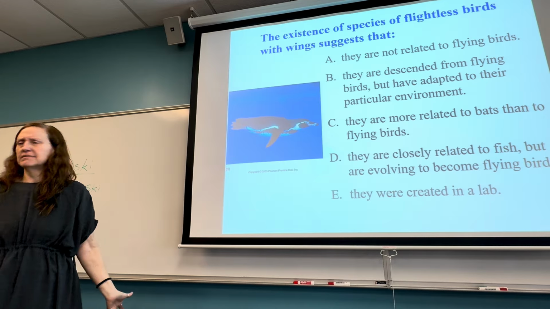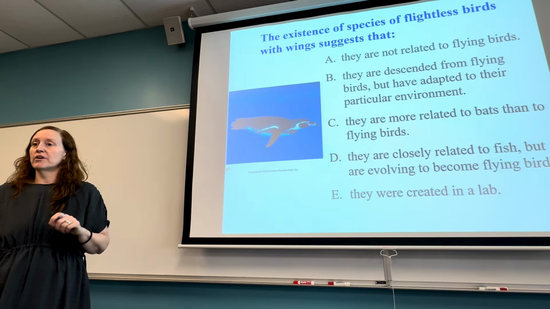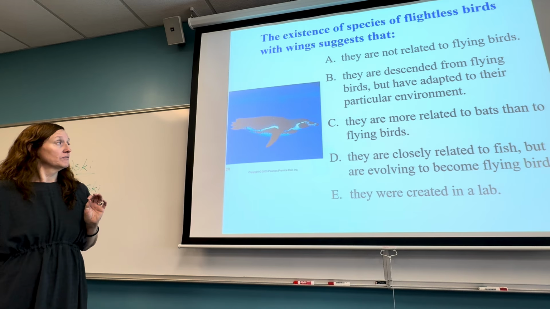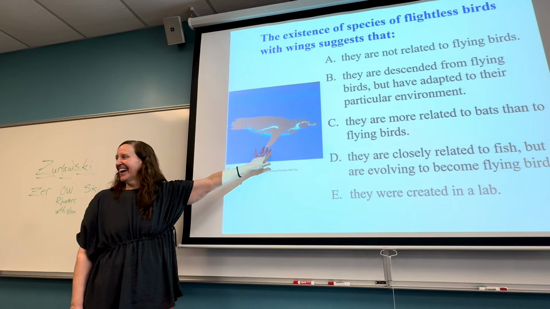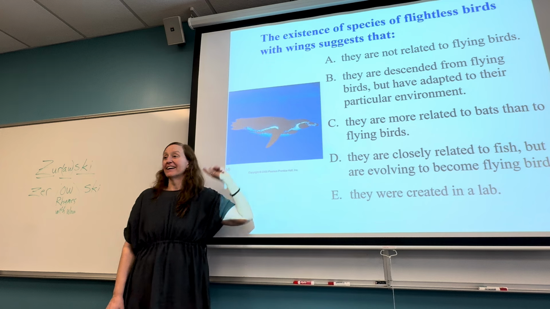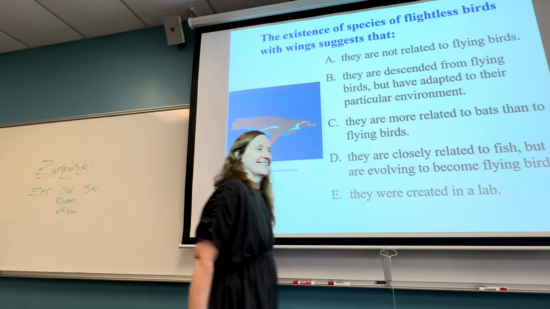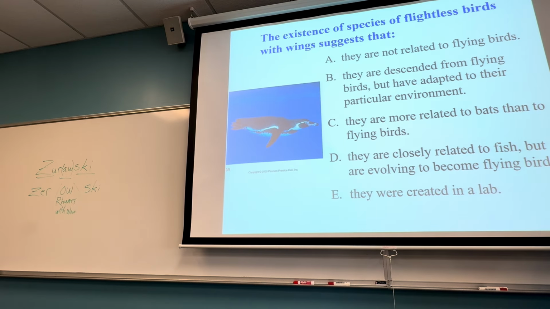Why would they have wings otherwise? They've got to be related somehow. They are descended from flying birds, but have adapted to their particular environment. Yeah, that sounds nice, right? Oh, there's a penguin. What do they use the wing for? Not flying, but for swimming. And aren't they good swimmers with their wings? Yeah, so here they've adapted the use of their wings for swimming, kind of like a fin in a fish. Totally different organisms, but they have similar traits that are well adapted and favorable in their environment. So yes, that sounds good.